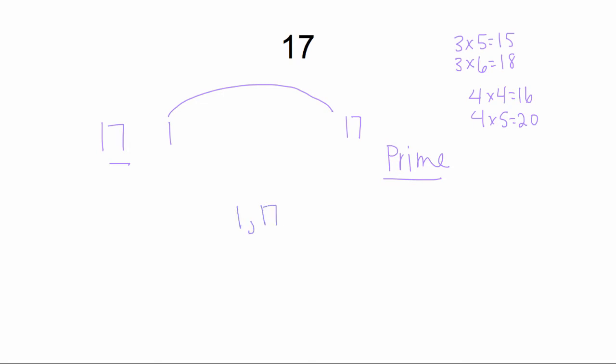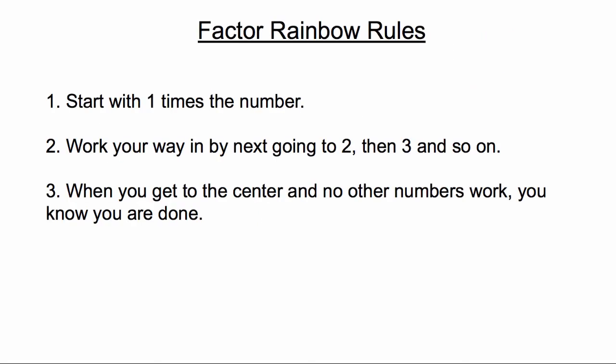Let's go ahead and go over our factor rainbow rules. First, you need to start with 1 times the number. So let's say we were doing 15. You would say 1 times 15. Step 2, work your way in next by going to 2, then 3, and so on. We would next go to 2. This is not an even number, so 2 will not go in. I'll then go to 3. I know that 3 times 5 gives me 15.